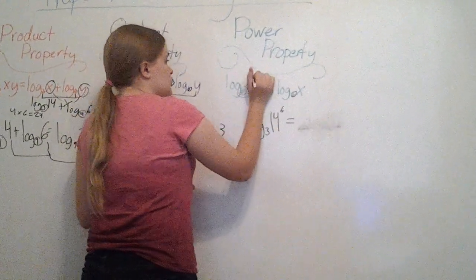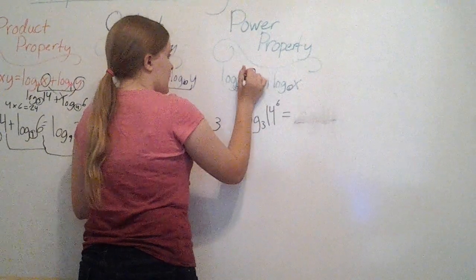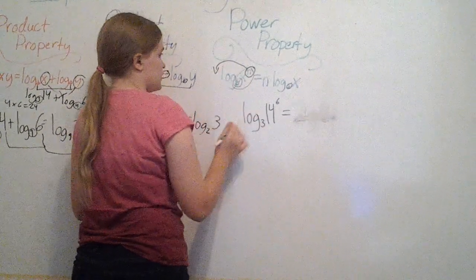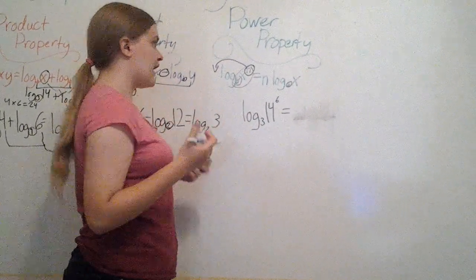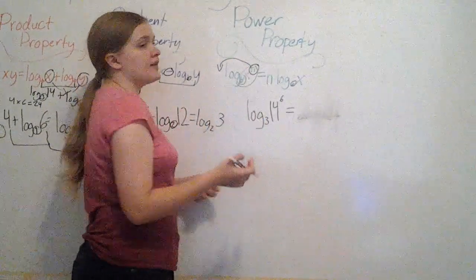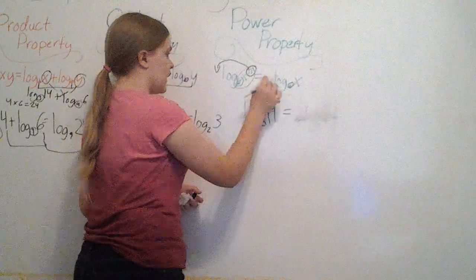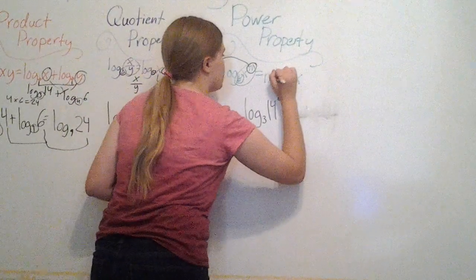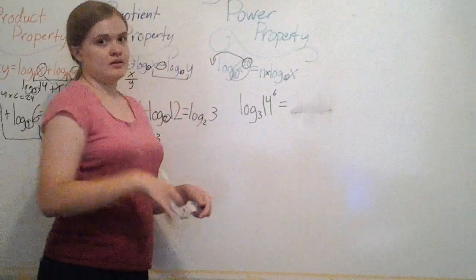All you have to do is take your n and put it at the front of the equation. What this means is that it's the exact same. If your x here is raised to a power, it's the exact same thing as if the logarithm was being multiplied by that number. So this is basically n times log base b of x.